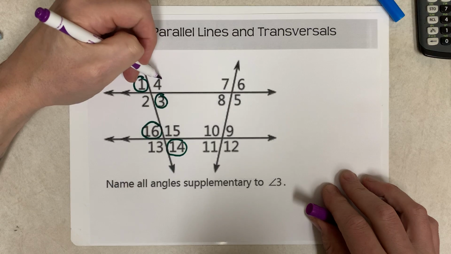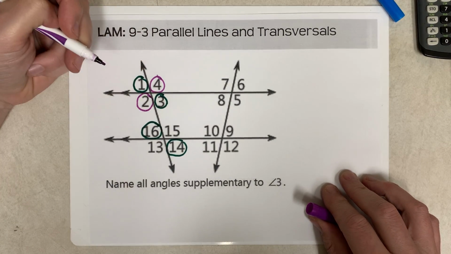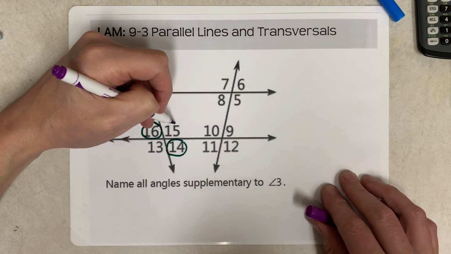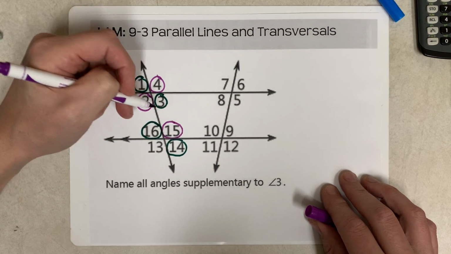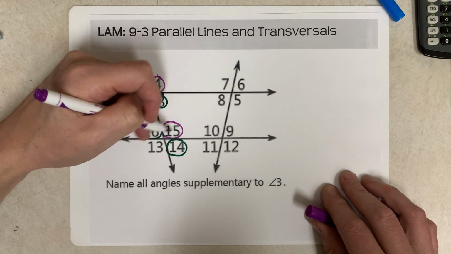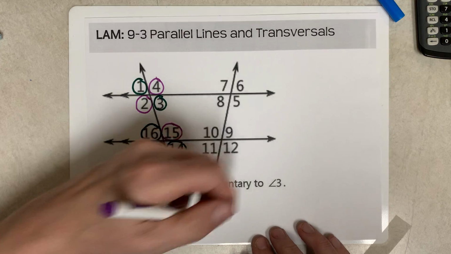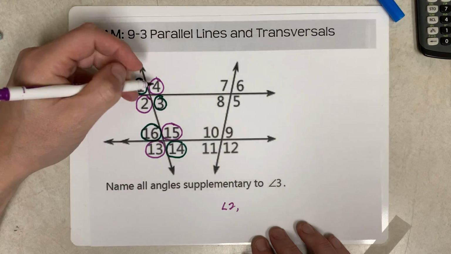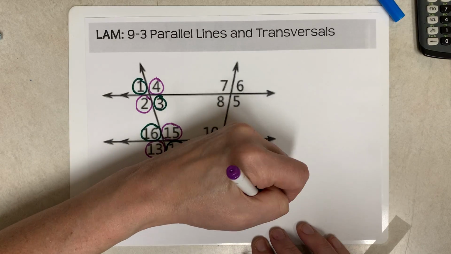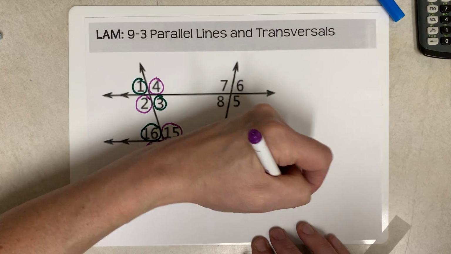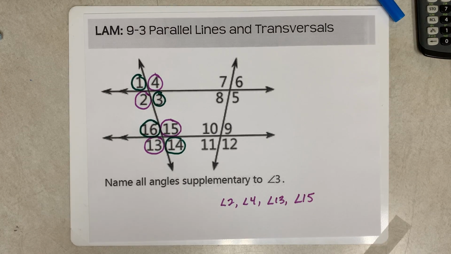Okay, so here's 3, linear pair, supplementary, linear pair, supplementary. 15, alternate or consecutive interior, supplementary. And then these two, because these are congruent, will be supplementary. So angle 2, angle 4, angle 13 and 15. So all 4 of those would be supplementary to 3.